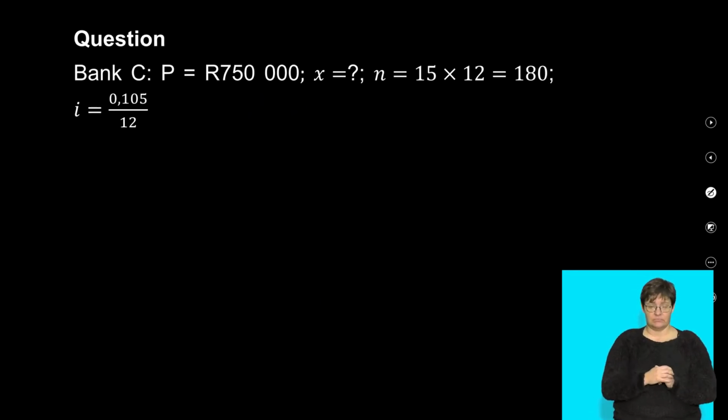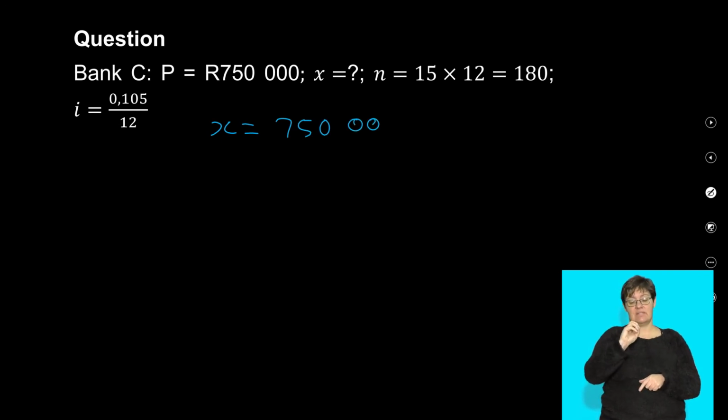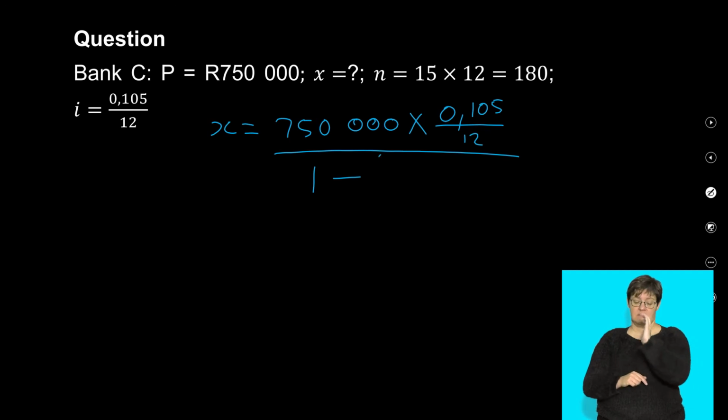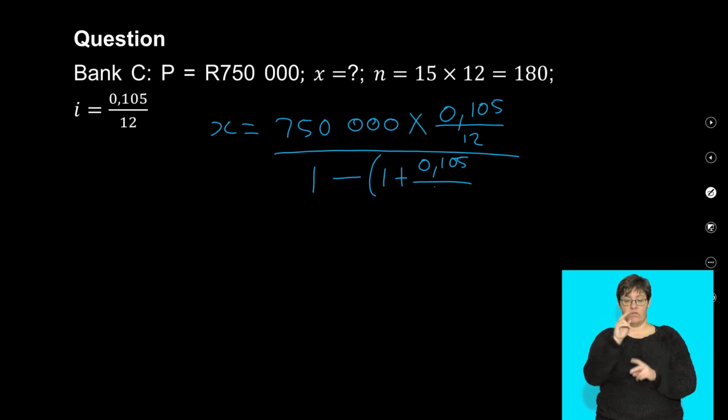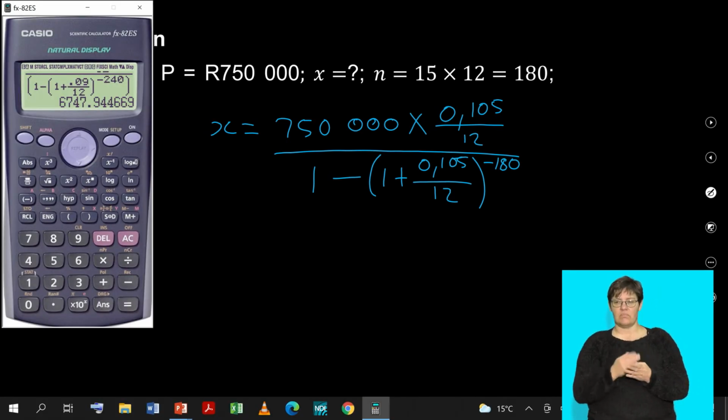And then the last option that the Bank C offers is at the interest of 10.5. So my X will be equals to 750,000 multiplied by 0,105 divided by 12. All of this divided by 1 minus 1 plus the 0,105 divided by 12 to the exponent of negative 180. Guys, just remember that you can manipulate the formula around, right?